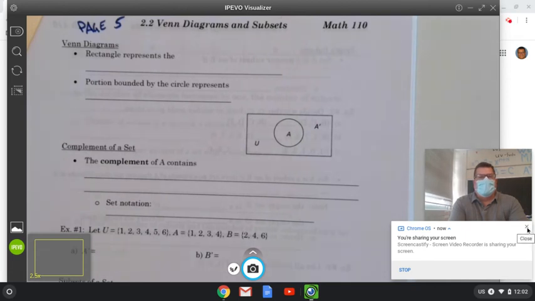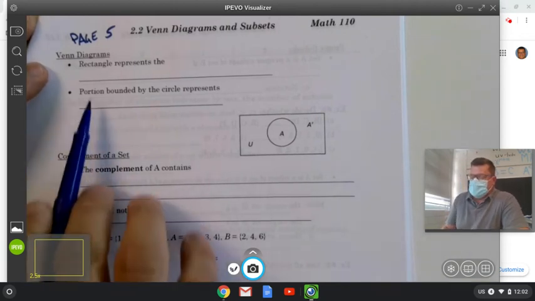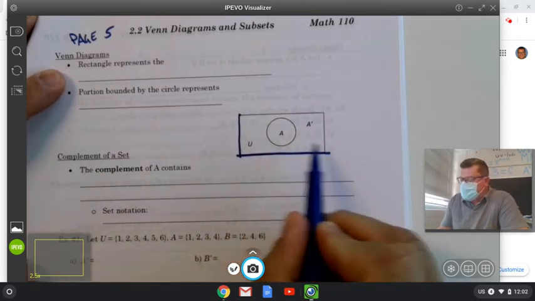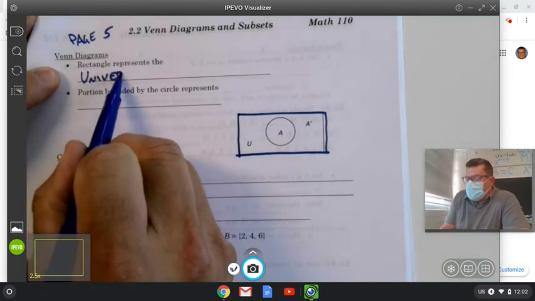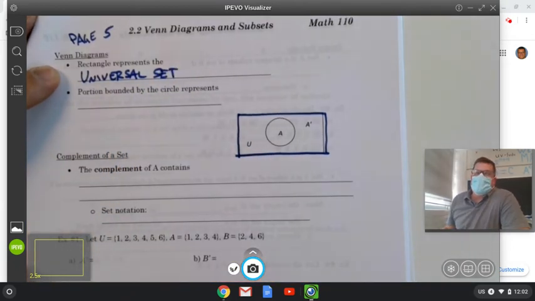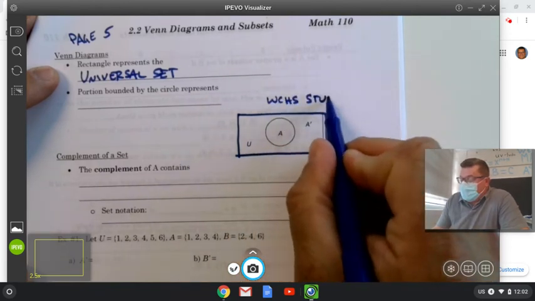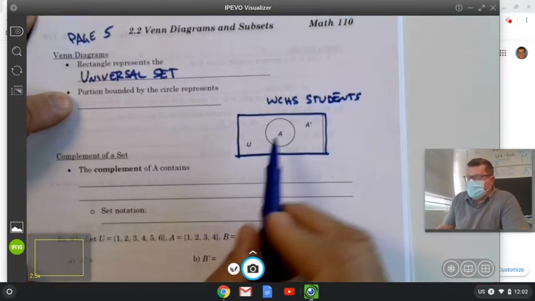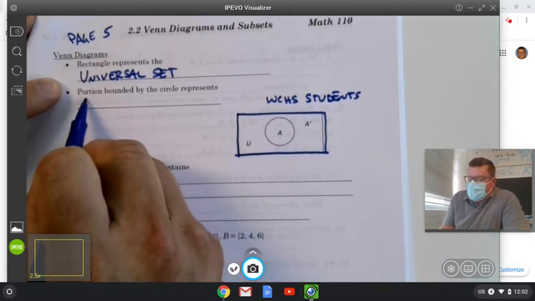Here's Venn Diagrams, page 5 of section 2.2's notes. The rectangle represents the universal set. So everything that lives in this rectangle is the universal set. It's what we're studying. So if we want to talk about WCHS students, that goes inside the rectangle. The portion bounded by the circle represents a subgroup, a subcategory, a smaller group.